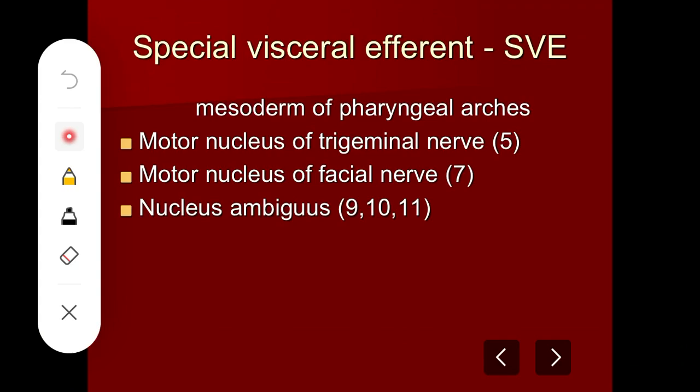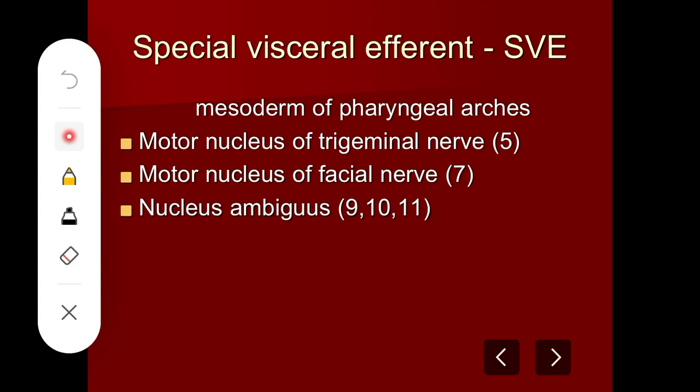GVE we'll discuss next. What we finished was SVE. Once you hear the term SVE, the next word that should come to your mind is pharyngeal arches. That you should never forget. SVE, special visceral efferent, pharyngeal arches. So what nuclei will be represented in that column? The motor nucleus of the trigeminal nerve, the motor nucleus of the facial nerve and the nucleus ambiguus. That much is clear to you?